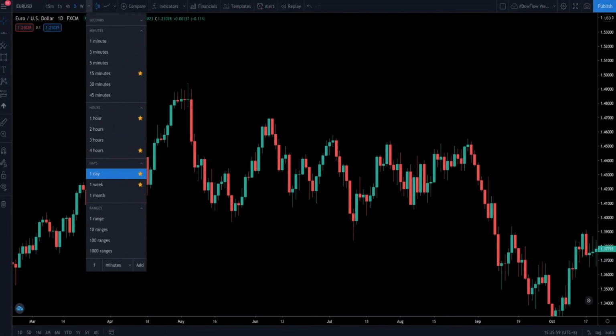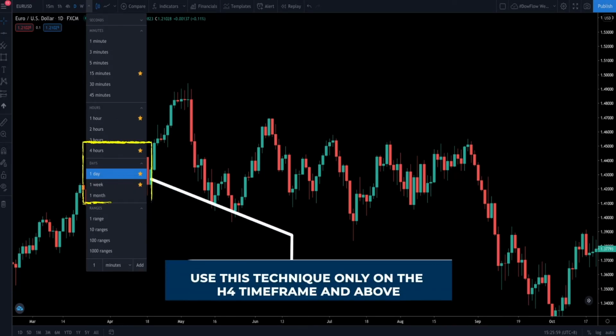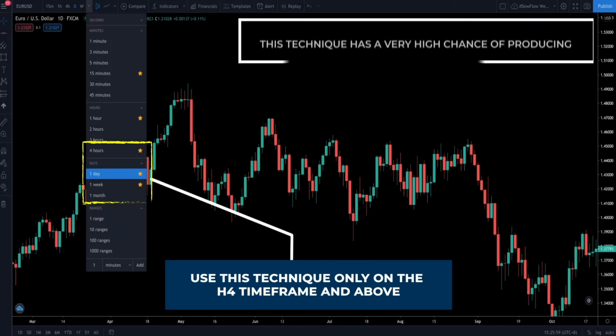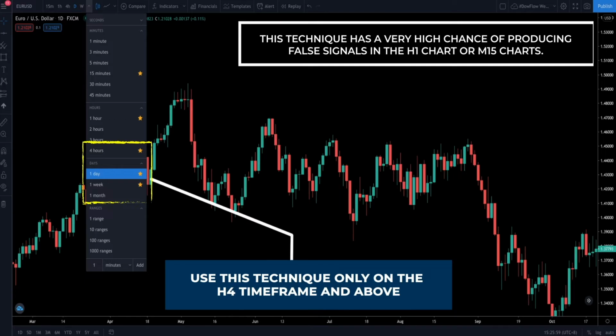The other disclaimer you need to be aware of is doing this only on the H4 timeframe and above. This technique has a very high chance of producing false signals in the H1 chart or M15 charts. So minimally, you want to apply this to the H4 timeframe and above. This is very important because I have lost money testing this on lower timeframes, and I don't want to cause you to lose money. So please do this on the H4 timeframe and above.